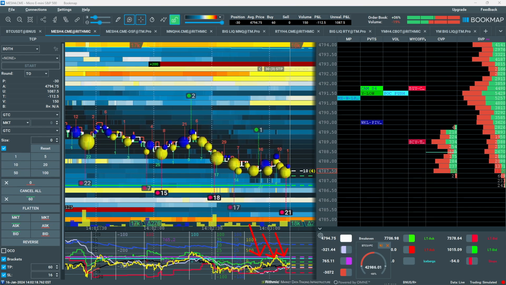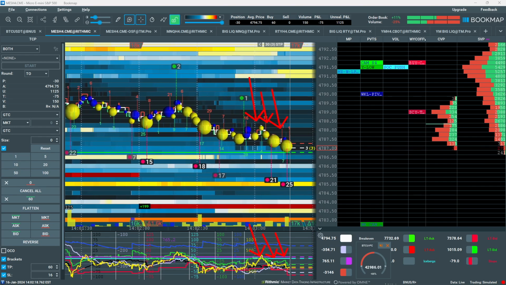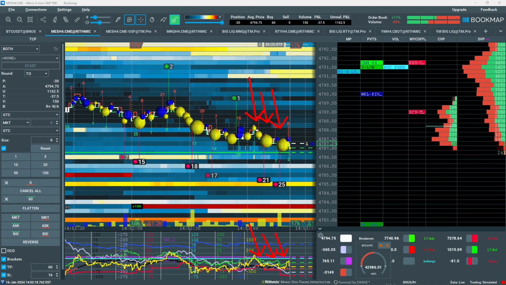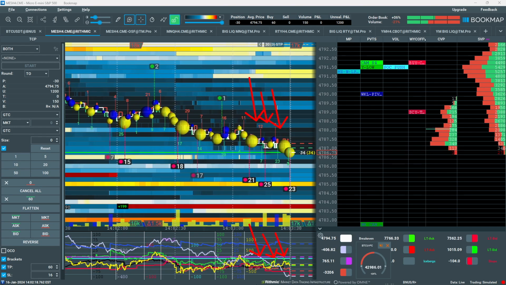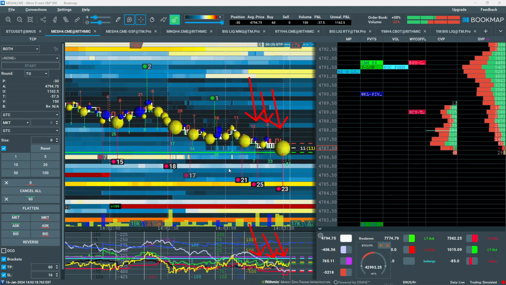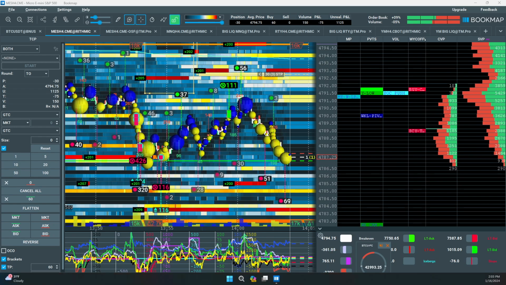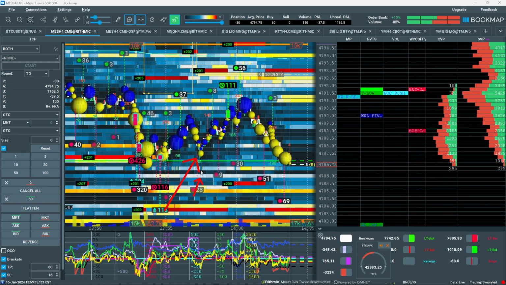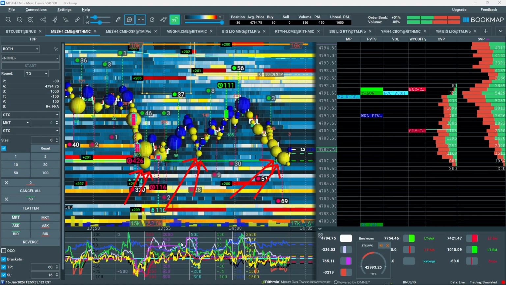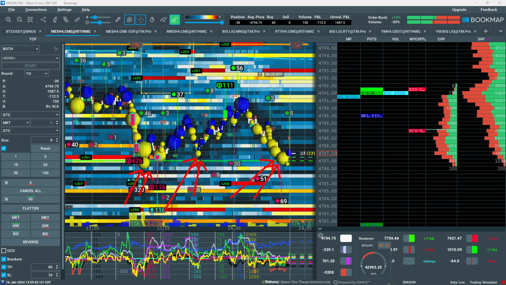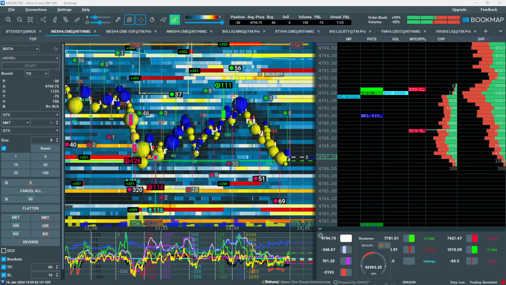I was just pointing out that we have more sellers here at 47.87, 87.50.